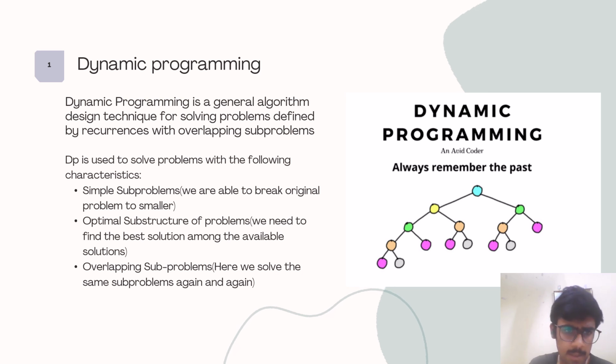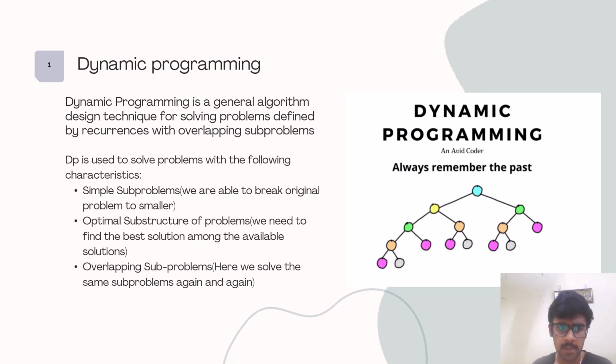Dynamic programming is a general algorithm technique which is used to solve recurrences with overlapping subproblems. What are overlapping subproblems? If we are given a problem, generally we will divide it into subproblems in order to get the solution. Then, if I take a subproblem of the given main problem, and that subproblem is being executed or recomputed again and again, then it is known as an overlapping subproblem.